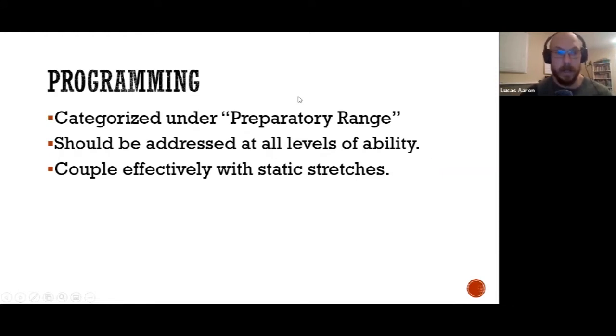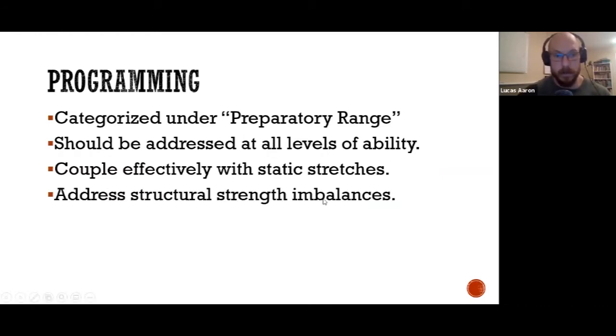So within programming, end range agonist activations couple very effectively with static stretches. They work very well together in that, with the static stretch, we're laying down the tissue, we're creating change at a cellular level, we're making those connections, and then we're also able to strengthen the muscles that lay dormant and haven't had activity in those end ranges, like the agonist muscle groups. So they couple very, very nicely with static stretches. And they help us address the structural strength imbalances at those end ranges.